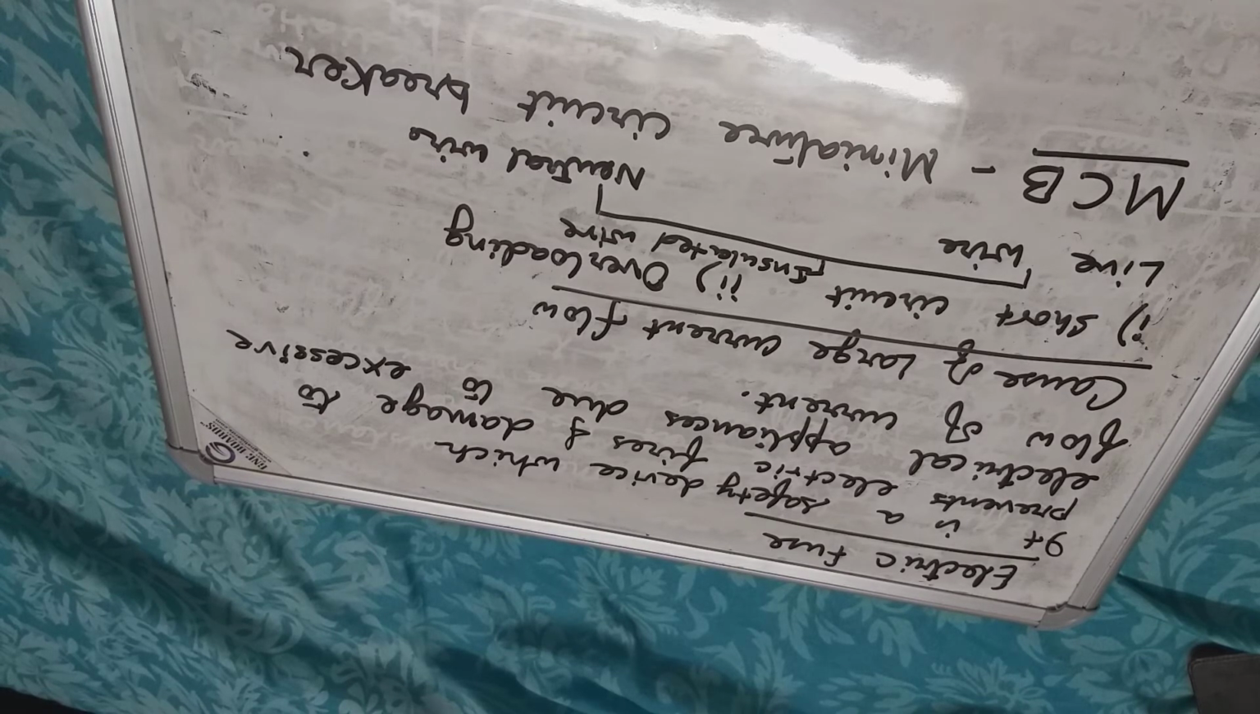So it has a huge advantage over the electric fuse. If an electric fuse is there, then it is to be replaced, but MCB need not be replaced. It only goes to the off state, and whenever the fault is restored, we can put it at the on stage. So it need not be replaced, right? So this is the thing.